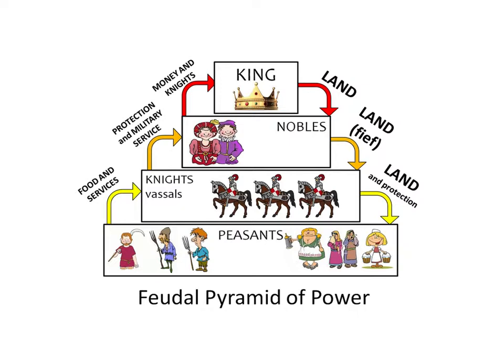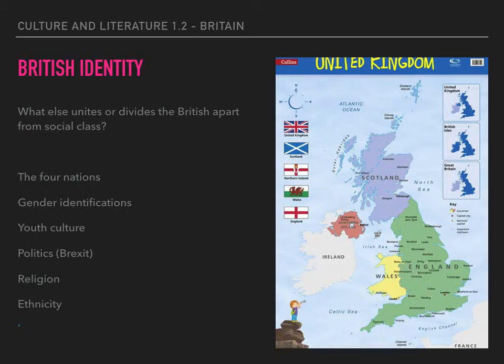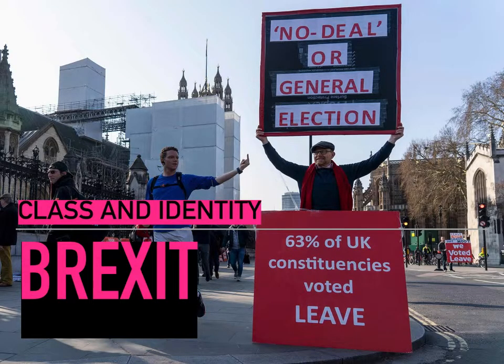But British identity isn't always based on class. British identity is also based on other factors. For instance, the four nations, gender identifications, differences in age, politics, the Brexit being a large one, religion, and ethnicities. And there are different symbols here that we have that often define the difference between the two. Now, one of the large ones that I want to talk about right now is class identity and Brexit.